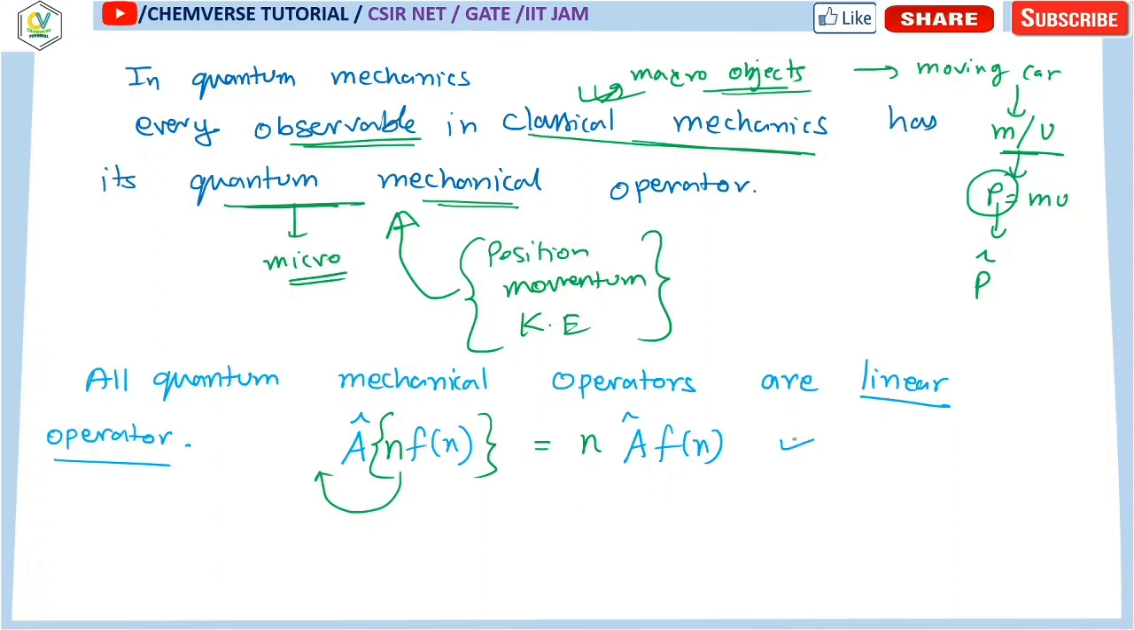So if this kind of operation is valid, then it is a condition for a linear operator. So over here the constant is unchanged. Okay, so this is the first condition for the linear operator.